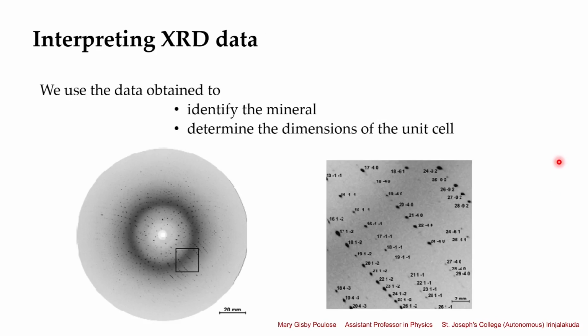Now, the data that we get from these XRD plots is used to identify the material, to identify this mineral, what substance it is, what element it is, what sort of composition it is. And also we can determine the dimensions of that unit cell. We can determine the Miller indices of that structure, and from that we understand its atomic spacing, d, and then we understand its bond length and bond strengths. Finally, from that we come to a conclusion about the structure of that material.